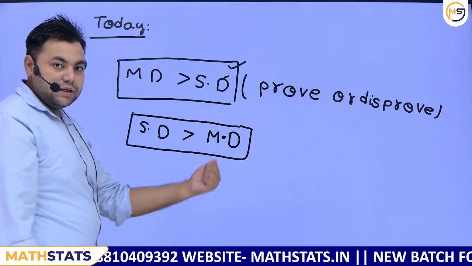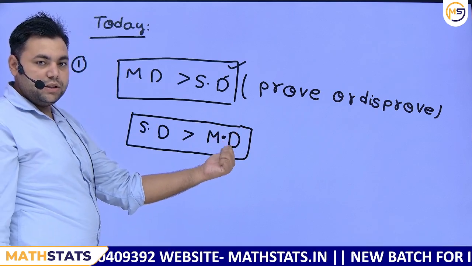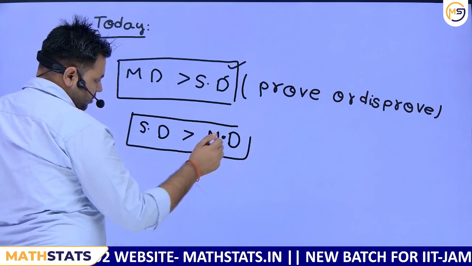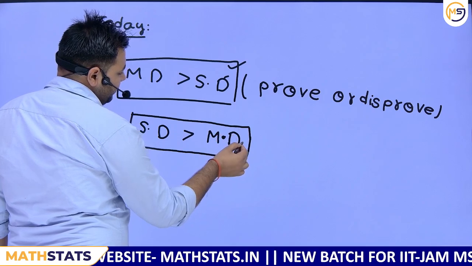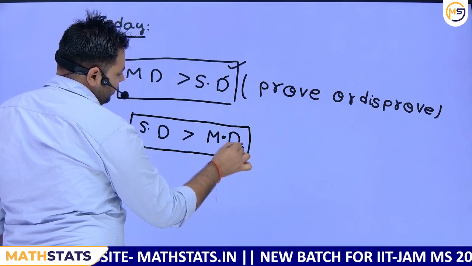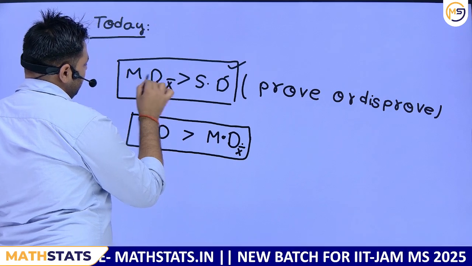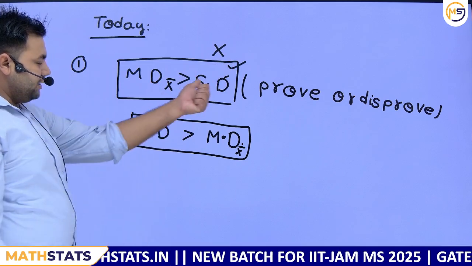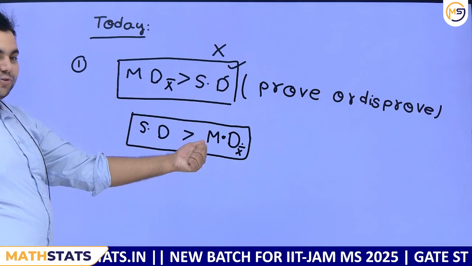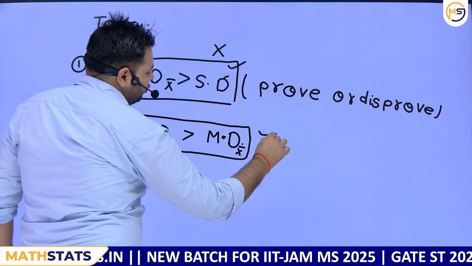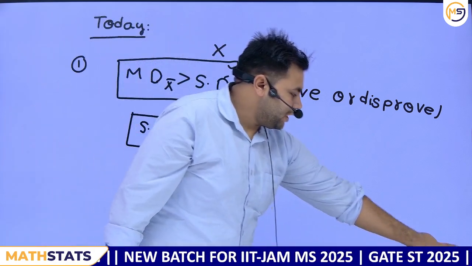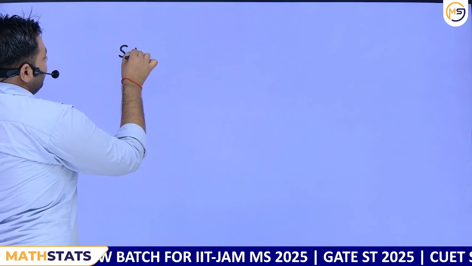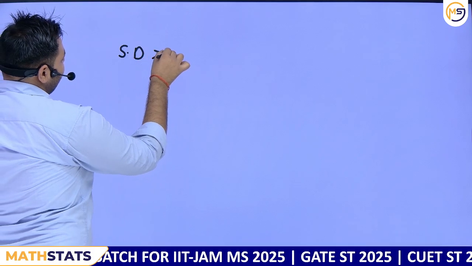And mean deviation, remember this is mean deviation about mean. Okay, this is x bar, right here. So this quantity is false. This relation is false. This relation is true. So okay, we prove this true relation. How can we prove? So first write here SD greater than MD, mean deviation.